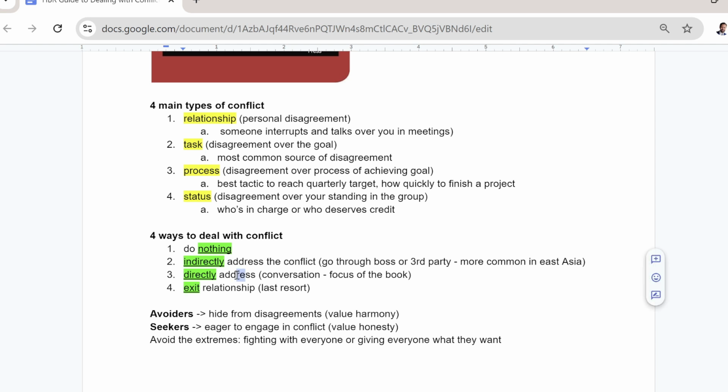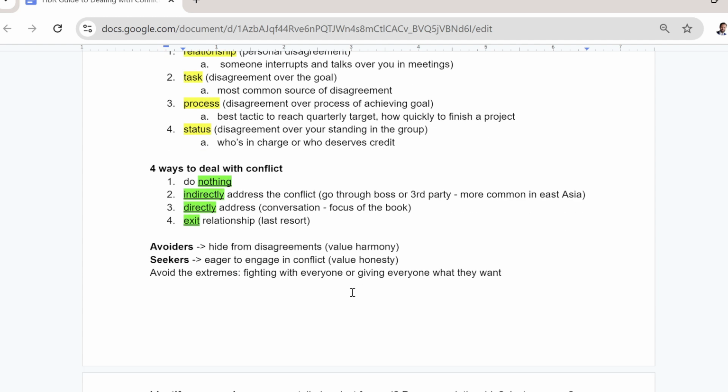And now we have the direct address. This is a solution that tends to be dominant in places like the United States. This is where you have a conversation, you talk about the problem directly, and it is the main focus of this book. And 4 is exit the relationship, and this is basically a last resort.